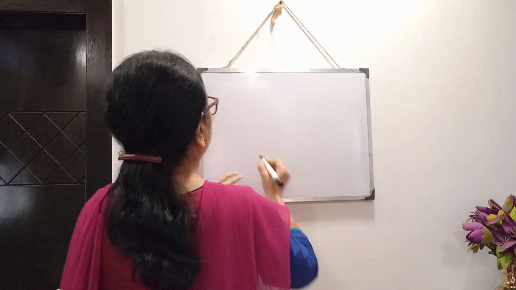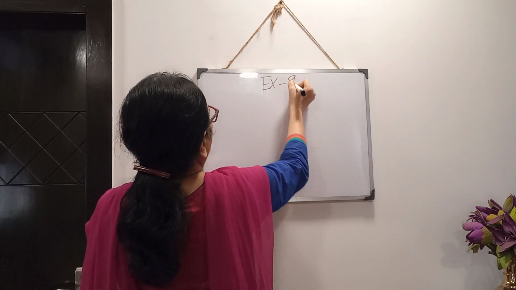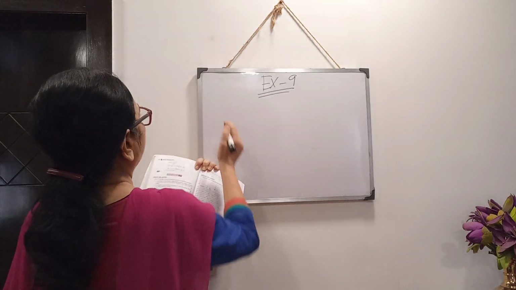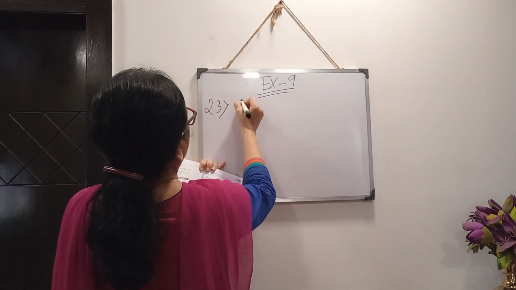Hello students, now the divisional part of the previous one. Exercise 9. We are doing exercise 9, Simplification. The first one was easy. Now I am doing 23. See what is the difference between 21 and 23.